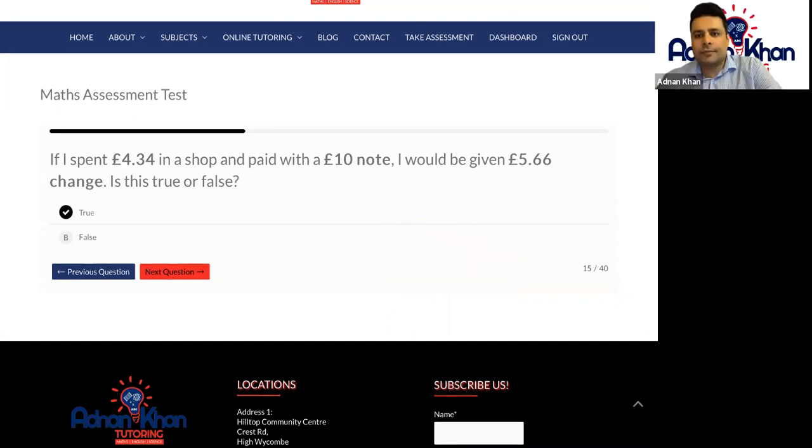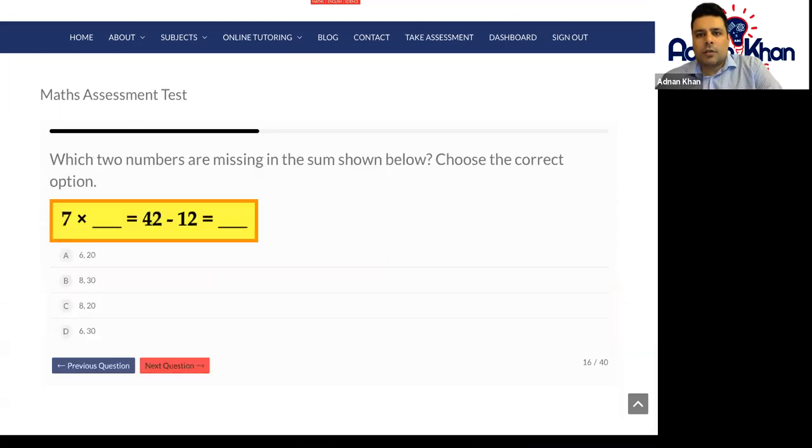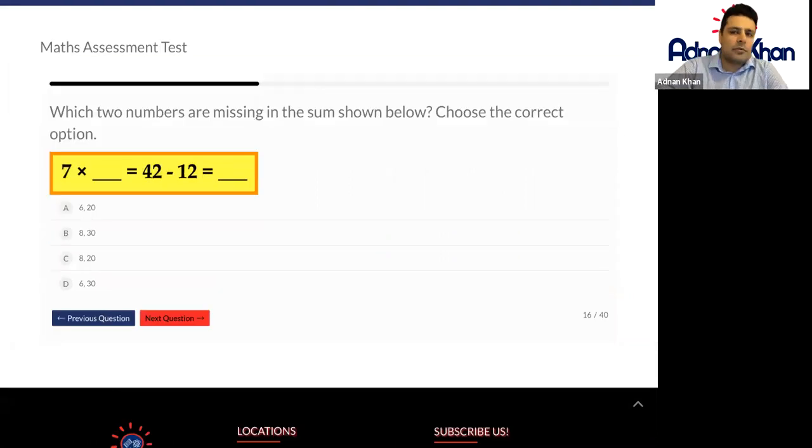So let's go for true there. Good. Okay, while you're here, let's do the next one as well. Which two numbers are missing in the sum below? So 7 times what is 42? 6.